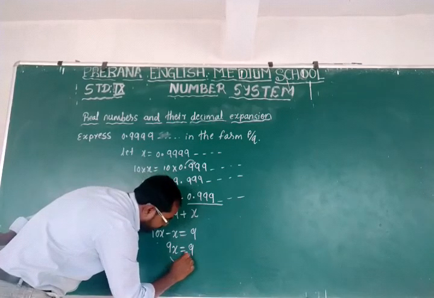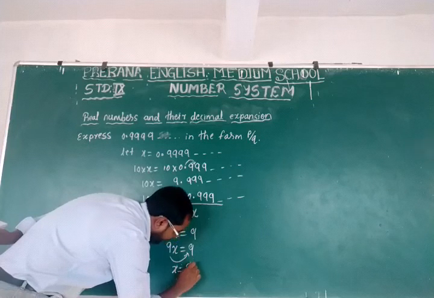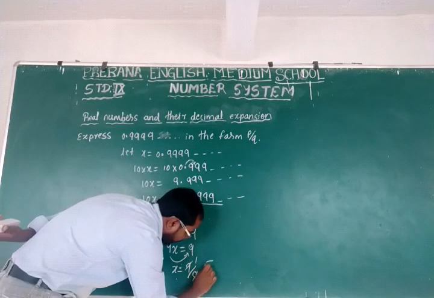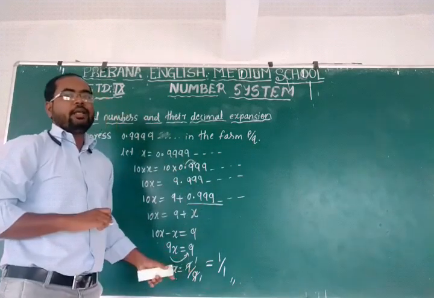When this 9 comes to this side, multiplication will become division. It will be 9 by 9, that means 9 into 1 by 9 into 1. So in the p by q form, it will be 1 by 1.